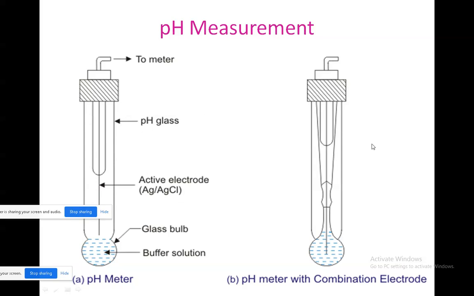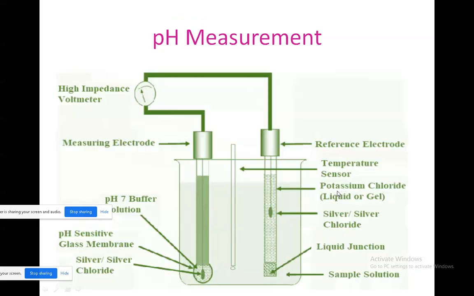So you can enter the solution which you want to measure through this entrance. Here you have the same pH meter with the electrode inserted into it. That is represented in this diagram, without electrode and with electrode. This is the full pH measurement setup.